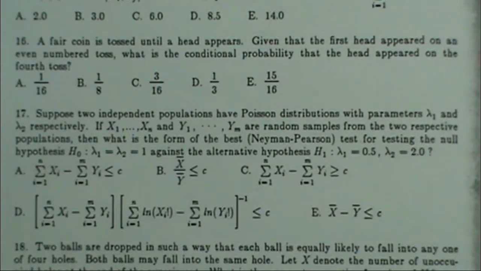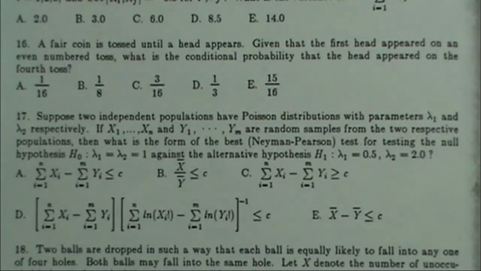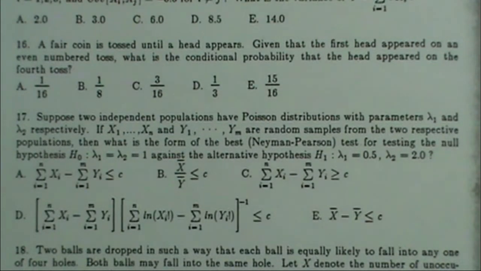Problem number 17. Suppose 2 independent populations have Poisson distributions with parameters lambda1 and lambda2 respectively. x1 through xn and y1 through ym are random samples from the 2 respective populations. Then what is the form of the best Neyman-Pearson test for testing the null hypothesis that lambda1 is equal to lambda2 is equal to 1 against the alternative hypothesis that lambda1 is 0.5 and lambda2 is 2?